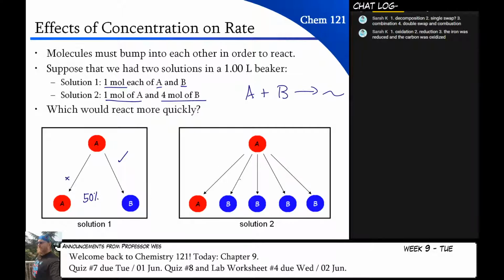But over here, I have a way bigger chance because I have way more B's than I do A. So there's an 80% chance of a reaction occurring here. So the overall speed of the reaction goes up. There are more opportunities for the reaction to occur.